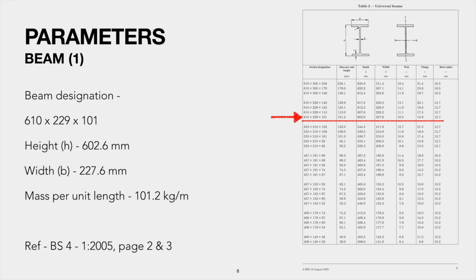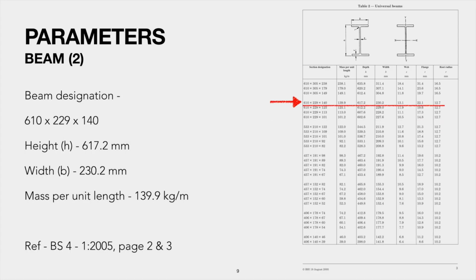In this exercise we are using a steel beam designated as 610 by 229 by 101. As per the standard, the dimensions of the steel member are as follows. Height is 602.6 mm, width is 227.6 mm, and mass per unit length is 101.2 kg per meter. Furthermore, thickness of the web is 10.5 mm. Thickness of the flange is 14.8 mm and radius is 12.7 mm. You can see these technical details by referring to pages 2 and 3 of the BS 4-1:2005 standard.